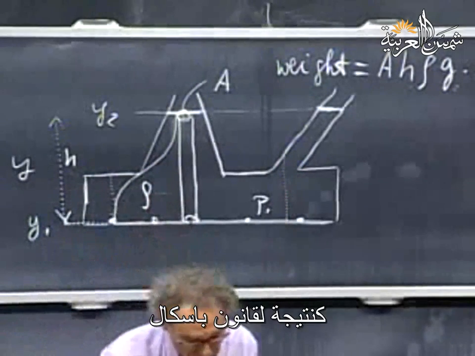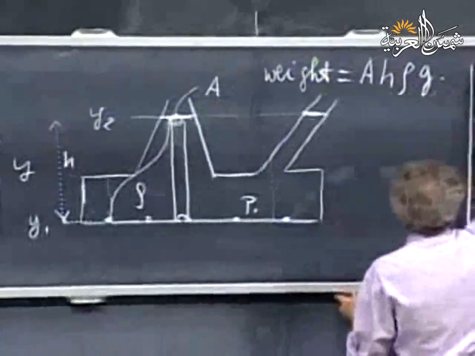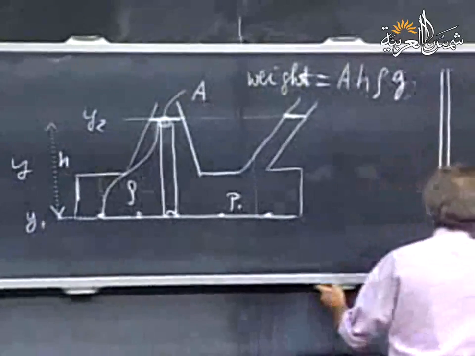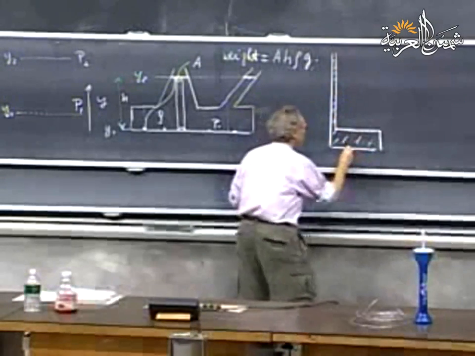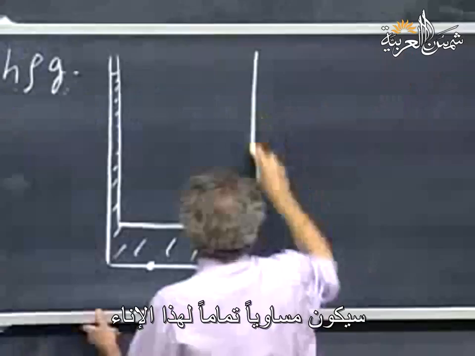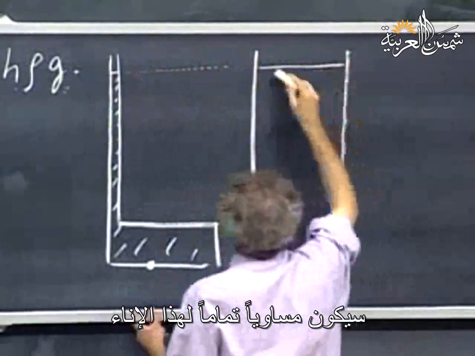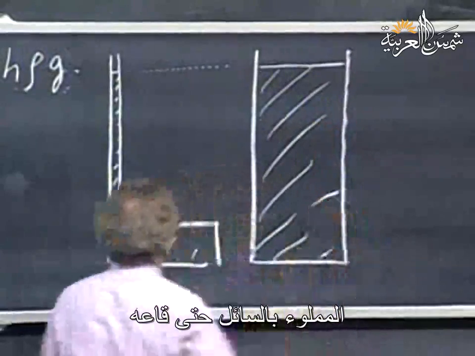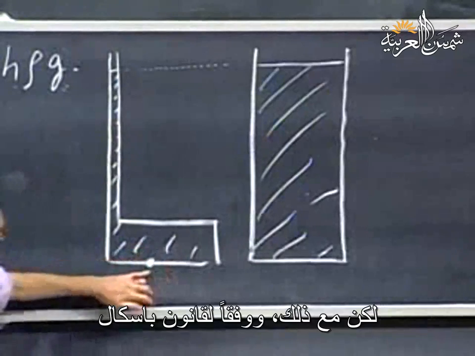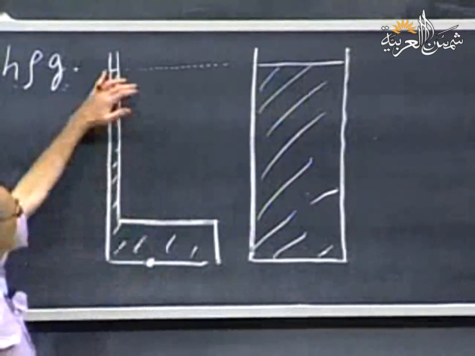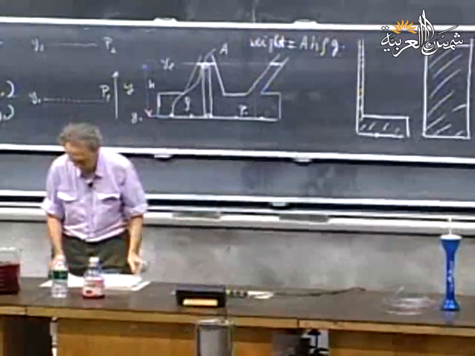The consequence of Pascal's law is that if you had a vessel like this, and you filled it all the way with liquid, that the pressure here at the bottom would be exactly the same as this vessel, which is filled with liquid all the way to the bottom. And yet the weight of this is way more than the weight of this. But yet, according to Pascal's law, the pressure differential is the same. It is not intuitive.